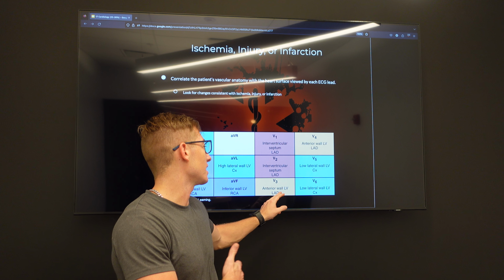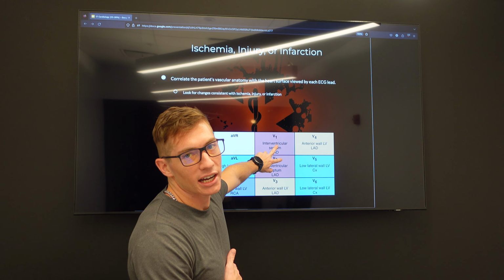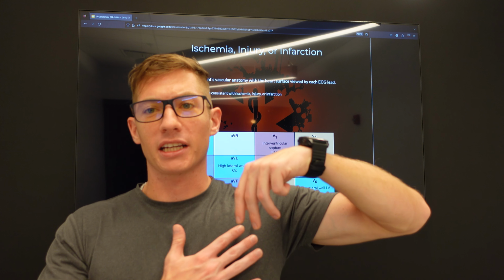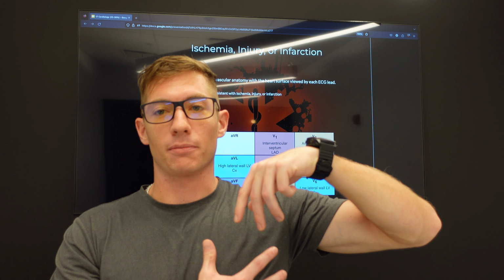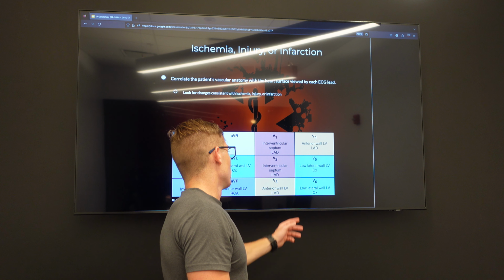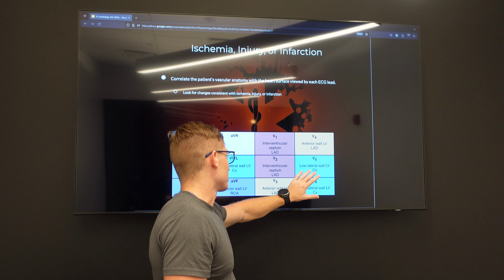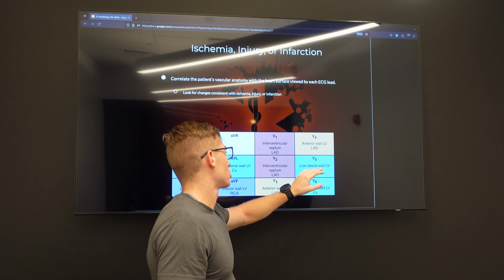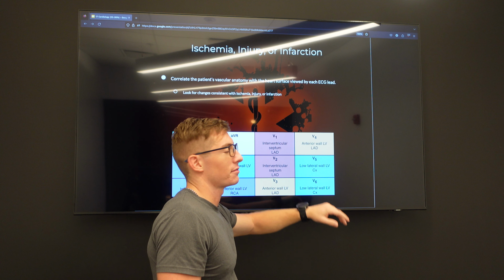So now we're looking at the outside wall instead of the inside, right? Instead of the split in the middle of the heart, we're looking at the wall itself of the heart, the most anterior portion of the heart. Yes, left ventricular. And then what's left is the low lateral wall, left ventricular circumflex, V5 and V6.